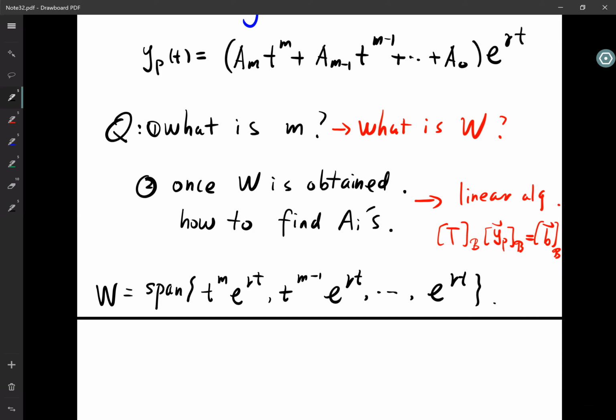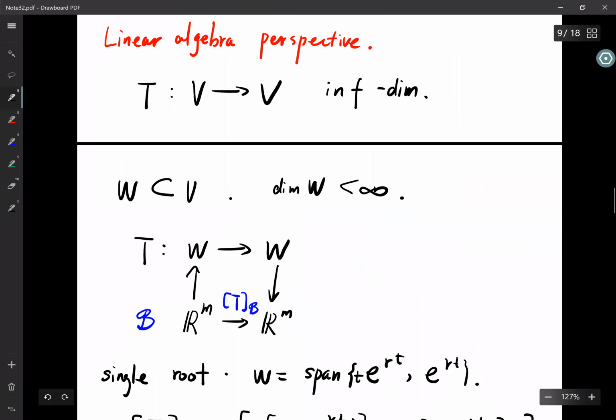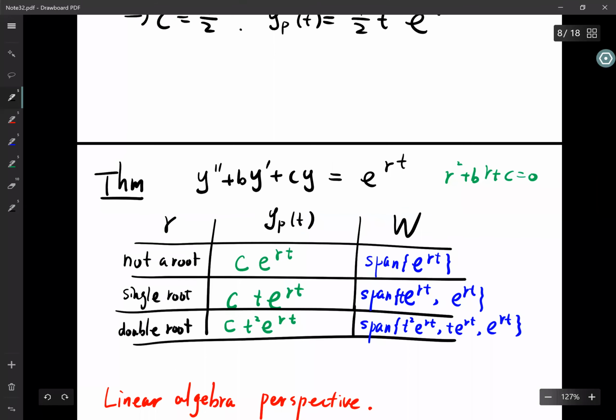Any other question? Just a quick question about the chart that you draw. You said repeated roots kind of as double roots, right? Yeah, the same thing. Okay, thank you.